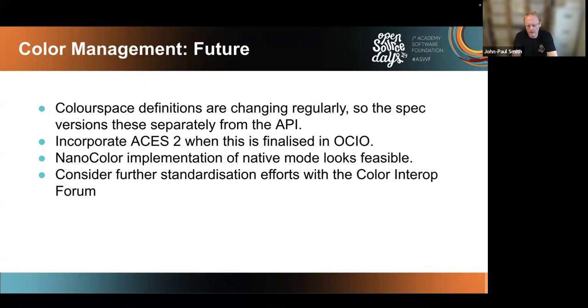One important part of the spec is that the color space definitions are changing all the time. I mean, ACES version 2 is coming soon. And we just heard that that's in a sort of preview state in OpenColor IO as of later this year. And presumably it will be a full part of OpenColor IO at some point in the near future. So the color space definitions in the standard are versioned separately from the API itself. And this means that we can easily introduce new sets of color space definitions and have backwards compatibility with older versions that any host or plugin might want to support.